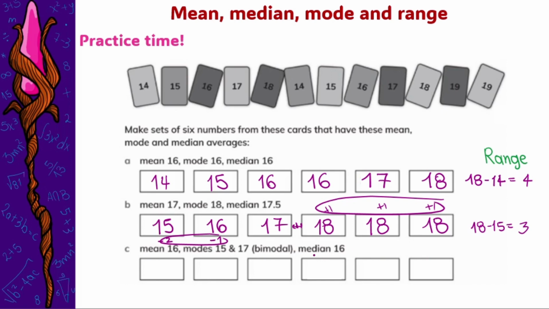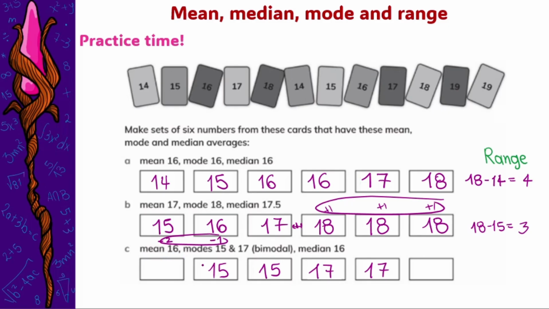For this last one, it says that the median is going to be 16. So there are 2 options, 16 and 16 or 15 and 17. In those cases, the median is going to be 16. In this case, it says that we are going to have 2 modes, 15 and 17. Then the best option is to repeat the 15 and the 17. Then we could say 15, 15, 17, 17. We already have the median of 16 and we already have the modes of 15 and 17.